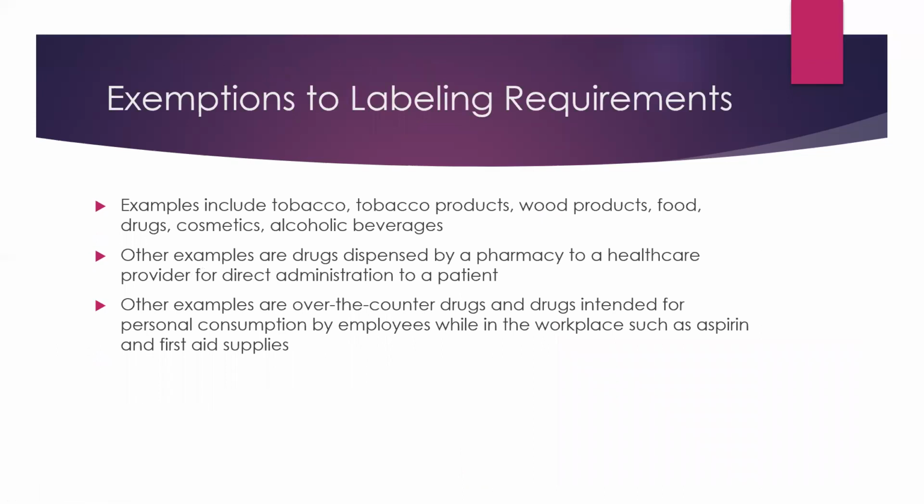Okay, some exemptions to labeling requirements. Some examples could be tobacco products, wood products, food, drugs, cosmetics, alcoholic beverages. Other examples of exemptions from these labelings are drugs dispensed by a pharmacy to a healthcare provider for direct administration to a patient. Other examples are over-the-counter drugs and drugs intended for personal consumption by employees while in the workplace, such as aspirin and first aid supplies.